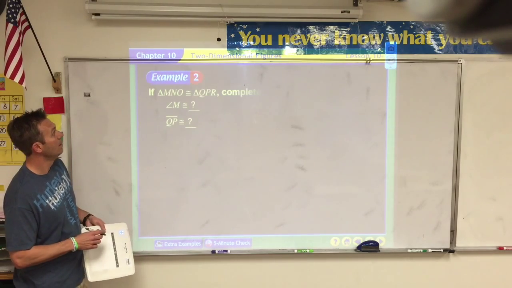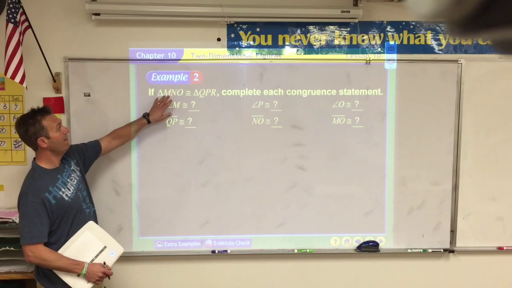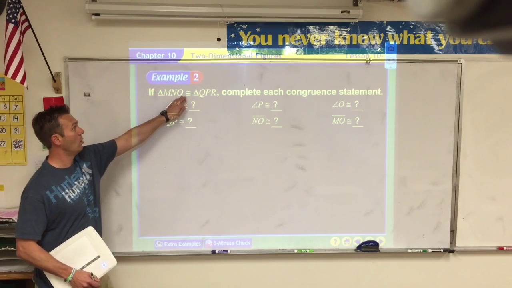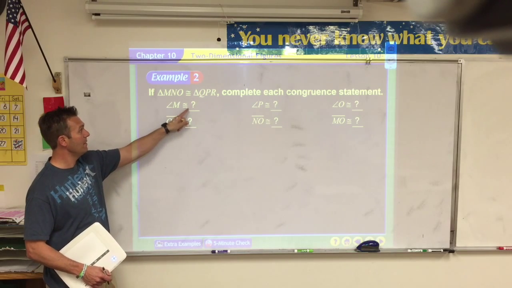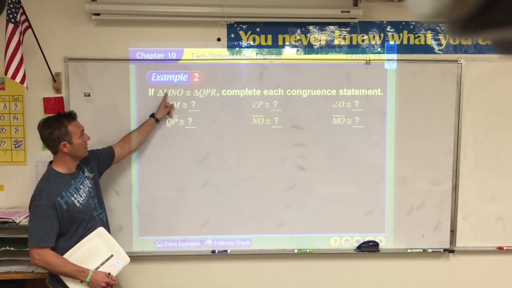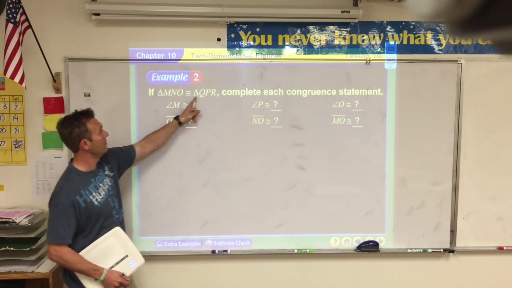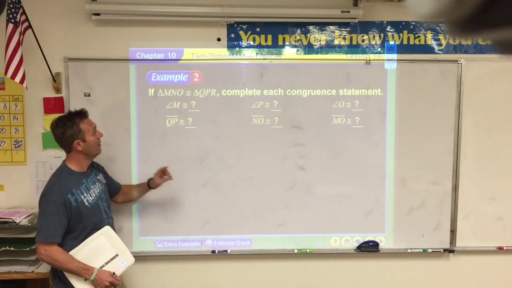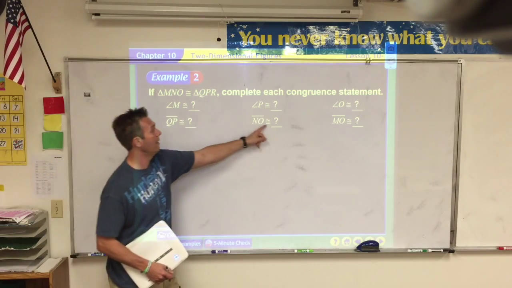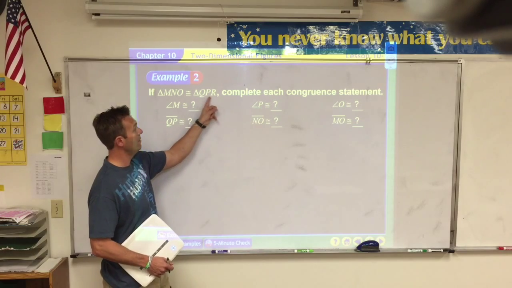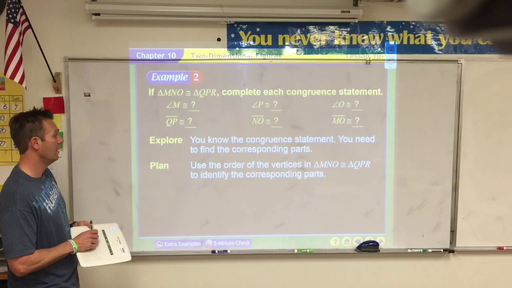Okay? Example number 2. You have to complete the congruent statement. If you know that triangle MNO is congruent to triangle QPR, then angle M is going to be congruent to, it's in the same place, Q. MN is going to be congruent to QP. Angle P is going to be congruent to N. NO, NO at the end, PR, and so on. And so that's how you find your answers, okay?